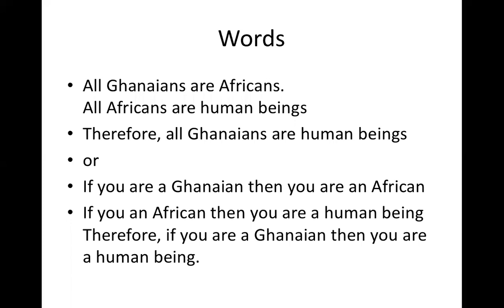Let's put it in words. All Ghanaians are Africans, all Africans are human beings. Therefore, all Ghanaians are human beings. All A are B, all B are C, therefore all A are C.